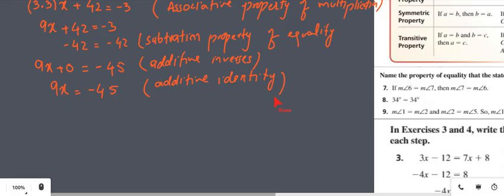I am dividing both of them by 9. Why can I divide both sides by 9? The question this time is not why we had to divide by 9, but why I am able to divide by 9. Which property makes me able to do that? It is the division property of equality. It allows me to do that. So negative 45 divided by 9 is negative 5, and I did this by using the division property of equality.